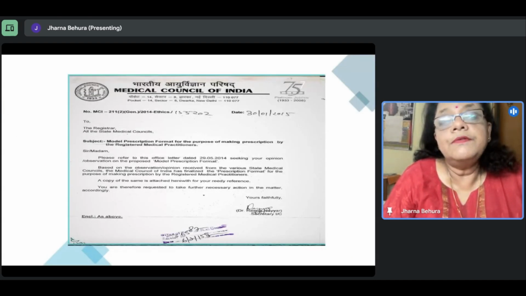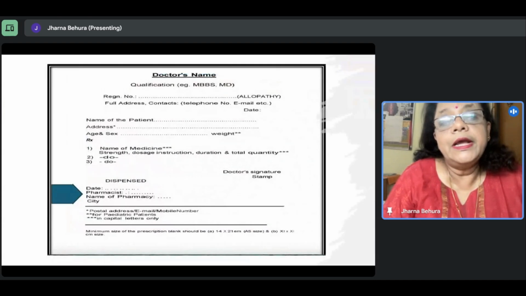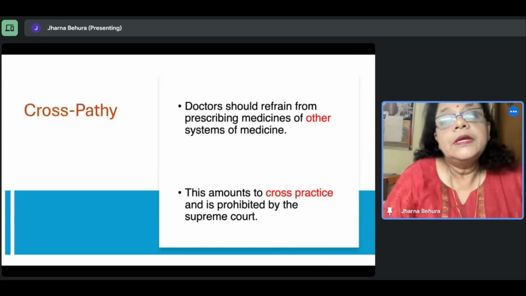This is the Medical Council of India format of prescription which it set in 2015. As you can see, the format is almost the same, but the additional thing is that they have mentioned that the pharmacist's name should also be written there, and the name of the pharmacy and the city dispensed should also be written there.